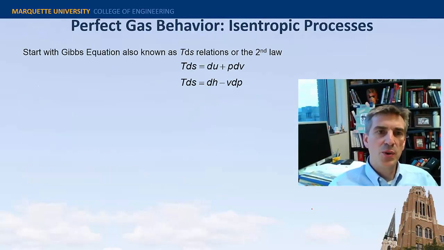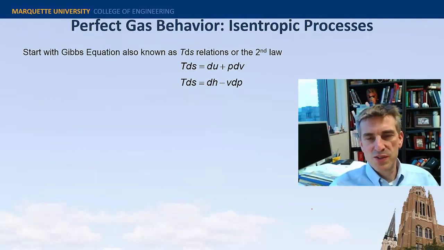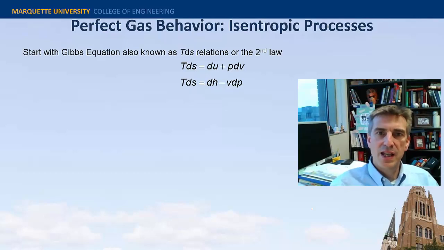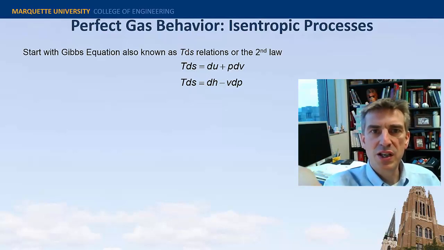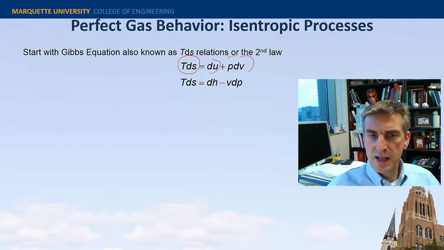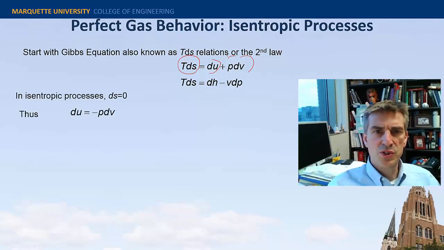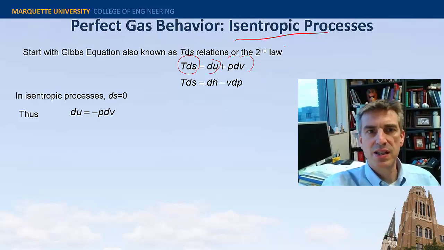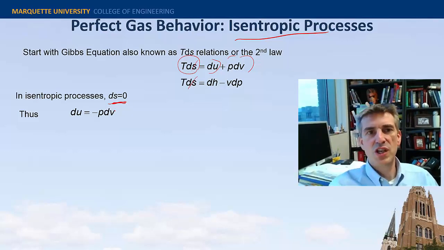Isentropic processes. So let's start with the Gibbs equations, or the TdS equations, sometimes called the second law. These go by a lot of different names. It's a relationship between the heat transfer in terms of the entropy and the internal energy and the PdV work. If we assume that this is an isentropic process, then ds will be 0. There will be no change in the entropy. So that term and that term will be 0, and then we'll just be left with the change in internal energy as minus PdV, which is that PdV work.